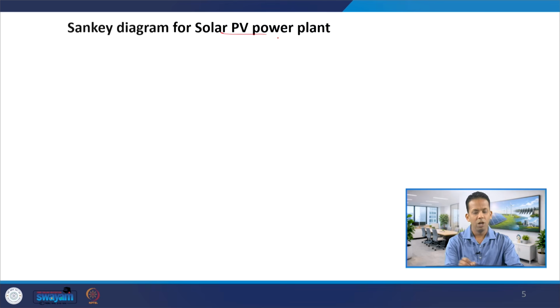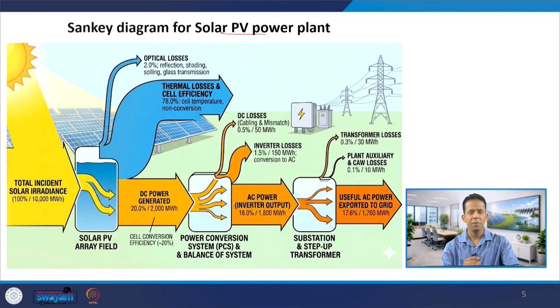This is a Sankey diagram for a solar PV power plant, a detailed one where all the major power plant components are considered. So that's the solar energy incidence. Let's assume that 10,000 megawatt hour is the energy incident on that solar PV array field. Out of 10,000 megawatt hour, almost 20% is converted to DC power, and 80% is lost, either as thermal losses of 78% or optical losses of say 2%. Then this DC power goes to the power conversion system where we convert it to AC, and inverters usually have high efficiency. So out of 2000 you can see almost 1800 is converted to AC power, with 50 and 150 megawatt hour getting lost, either as DC losses or inverter losses.